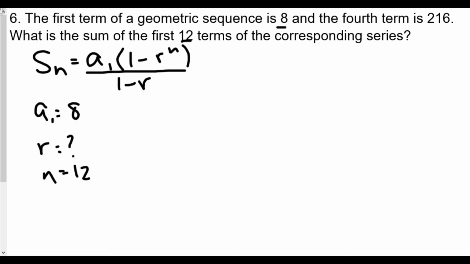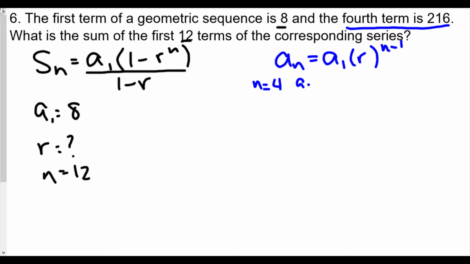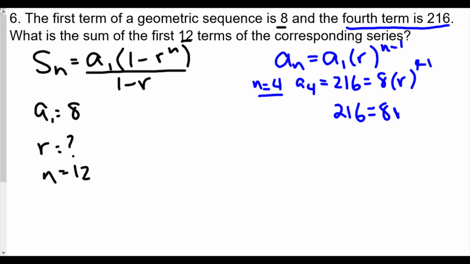To find the r value, we're going to use the nth term formula, because we know the fourth term is 216. The nth term of a geometric sequence is a1 times r, the common ratio, raised to the n minus 1. The fourth term means n equals 4. So when n equals 4, a4 is equal to 216, and that's equal to a1, which is 8, times r raised to the 4 minus 1. The reason it's 4 minus 1 is because n equals 4. So that means 216 is equal to 8 times r to the third power.